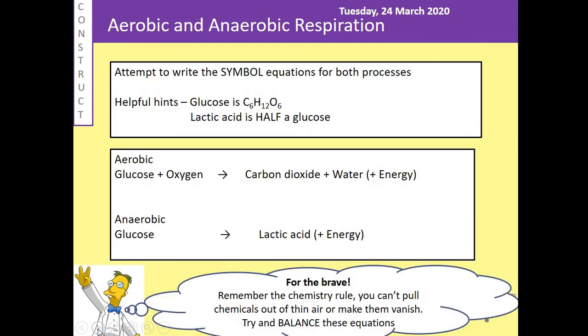Now, we do need to know the symbol equations, okay, for both processes. We should know that our glucose molecule is represented as C6H12O6. We should know that from our photosynthesis equation. And at this point, let's just have a go and attempt to write the symbol equations. Okay, we've got a little helpful hint here that lactic acid is half a glucose molecule. So I'd like you to write down the word equations there, okay, and just have a go. Okay, have a go, pause the video and see if you can write down the symbol equations.